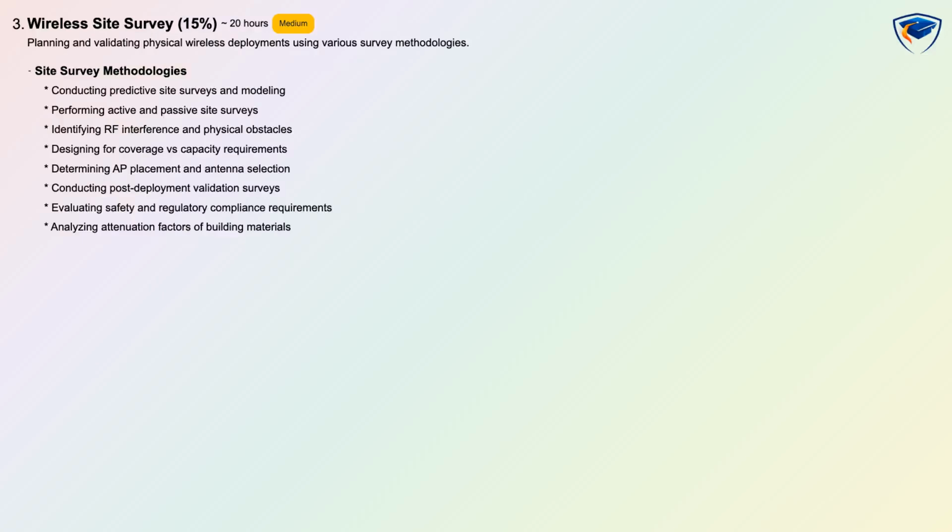The domain covers identifying RF interference and physical obstacles, determining AP placement and antenna selection, and analyzing attenuation factors of building materials to meet design goals. Learn to choose the right survey method for each environment and validate the design against real-world constraints and regulatory requirements.